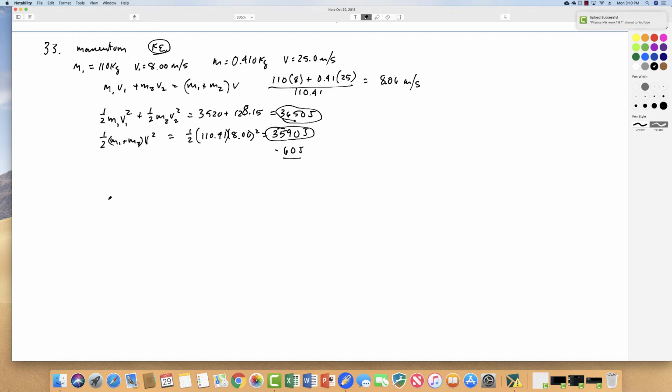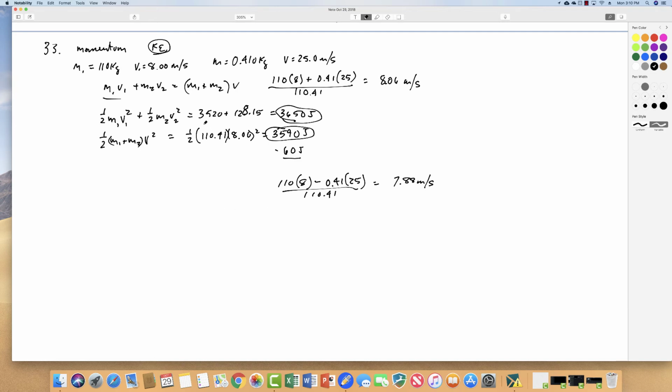Now it says to do the same calculation, but assume that the two objects are flying in opposite directions. So if you do this first part, basically you're substituting 110 times 8, and then this velocity is going to be minus, so we're subtracting 0.41 times 25 over 110.41. And if you do that, the new velocity is 7.88 meters per second.